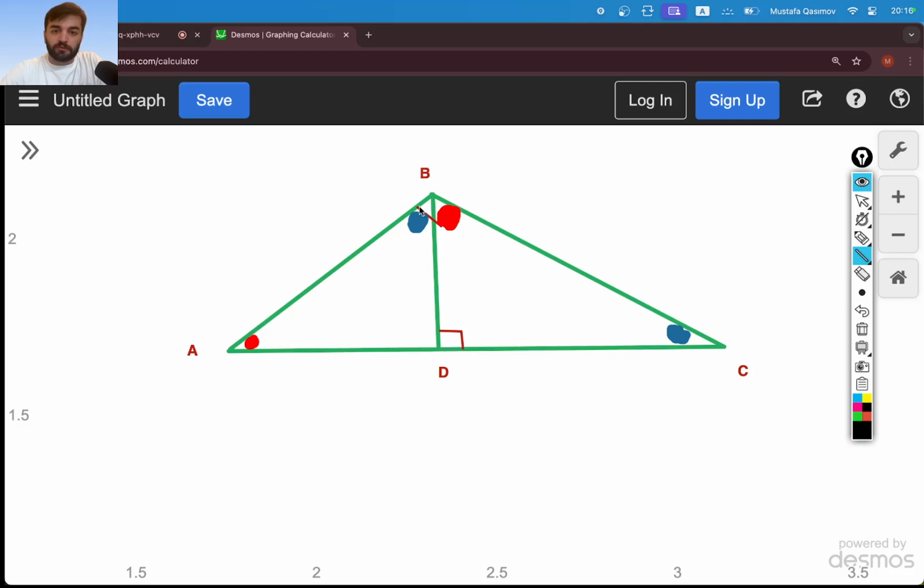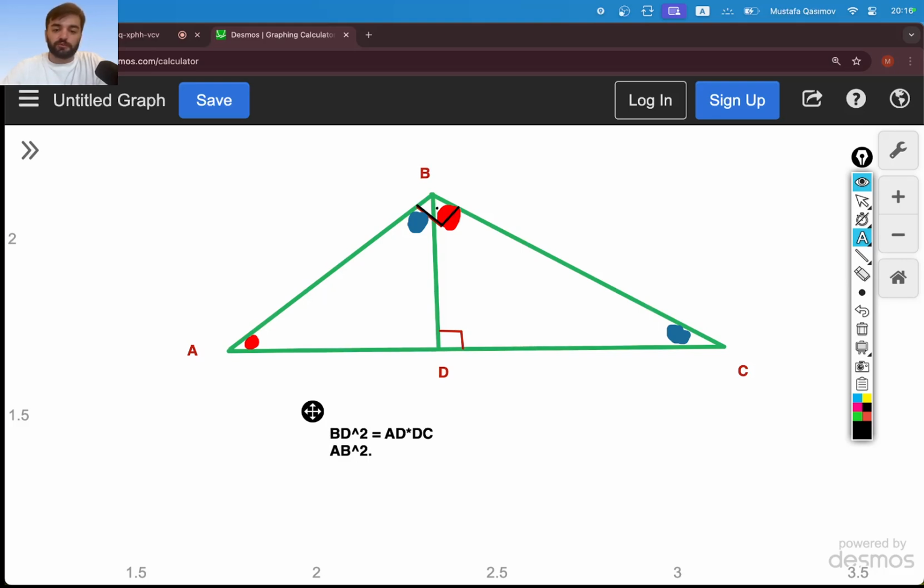Is it clear for everyone? Yes. Okay, great. Okay, it is the first formula, and the second formula is like that. It is height BD. BD square is equal to the multiplication of AD and DC. Like that. The second formula is not used a lot of the time, but it's also important for some cases.